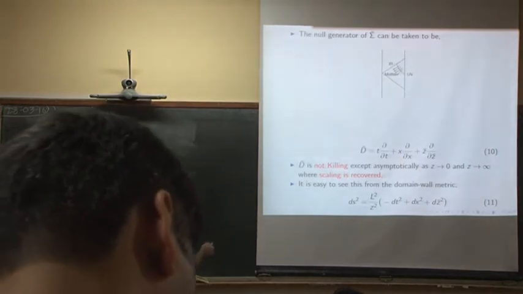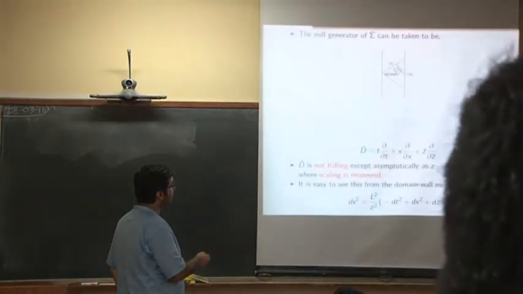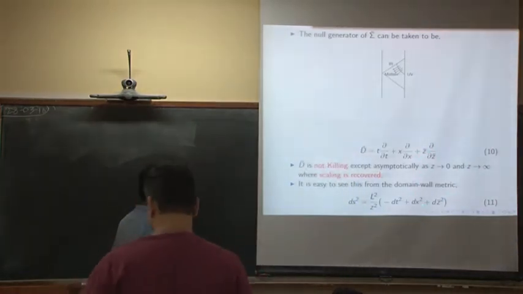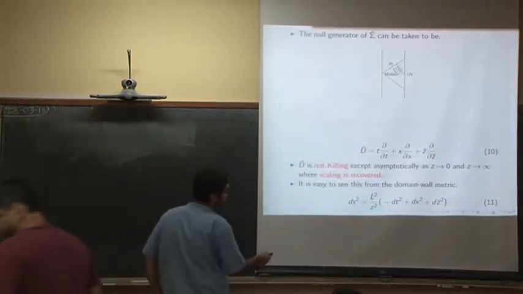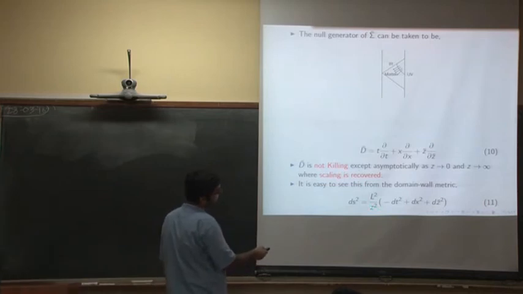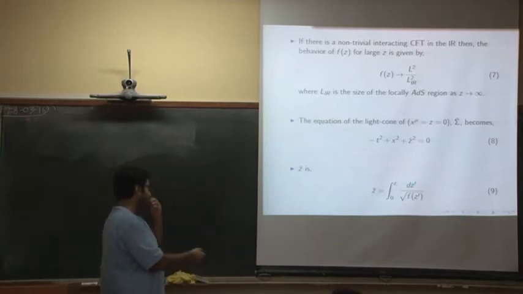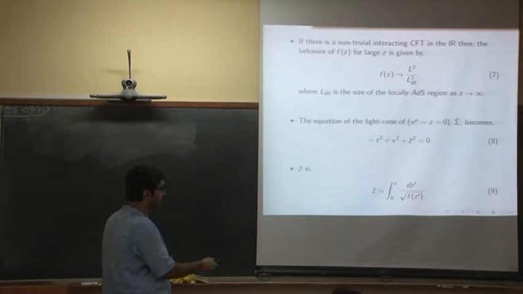So just from this, now this d bar. Now I am thinking of this z bar as my new coordinate instead of z. So this z now should be thought of as a function of z bar, which you can get by solving this. So you can solve for z in terms of z bar from this equation 9.